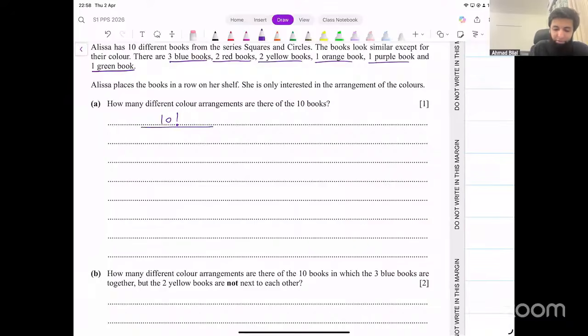So we divide by 3 factorial because of the 3 blue books, because their arrangements don't matter, right? And then also divide by 2 factorial because of the red books. And then also divide by 2 factorial because of the yellow books. And that will give you the result and see what that is. What do we get?